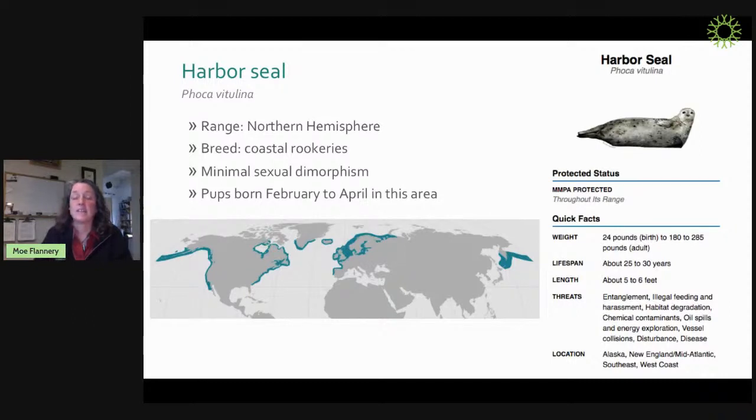pups. As I said, there is very little sexual dimorphism in this species. So if you have a carcass on the beach, you're not going to be able to tell a male from a female just based on the size. At birth, they can weigh about 24 pounds, but then at adulthood, they can be up to 285 pounds. And right, that's the males and the females because they're the same size, and they can be about 5 to 6 feet in length. And the harbor seals that are in Europe are the same species as the harbor seals that we have here on the West Coast and the East Coast of the United States.